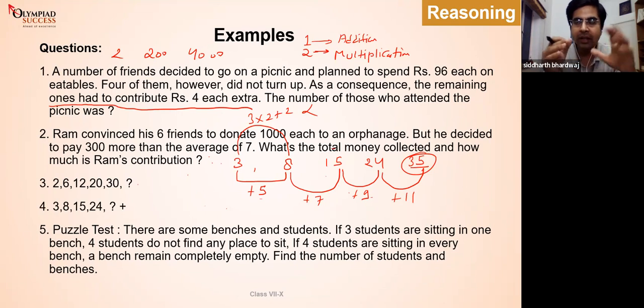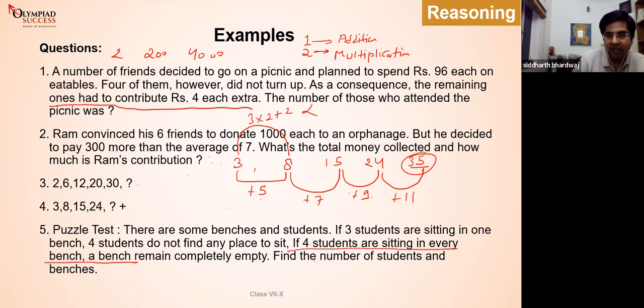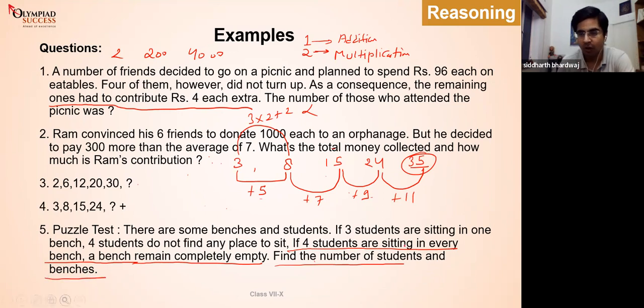But in the second case, if four students sit on every bench, one bench remains empty. Earlier there was no space for four students. Now if four students sit on one bench, there is one extra bench left empty. They are asking you the number of students and how many benches there are. So there are two variables now: the number of students and the number of benches. Let's find out.